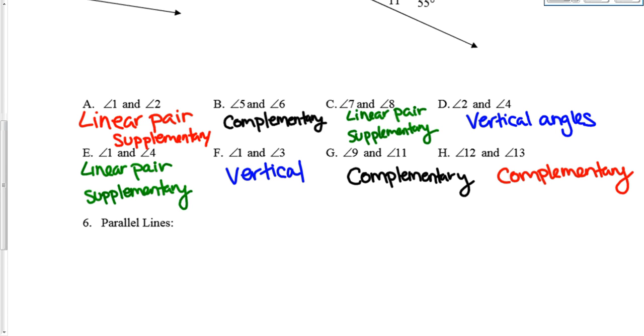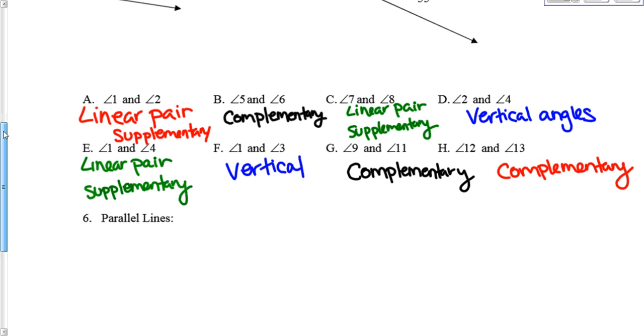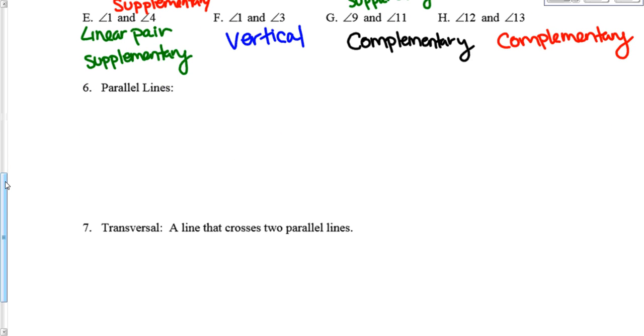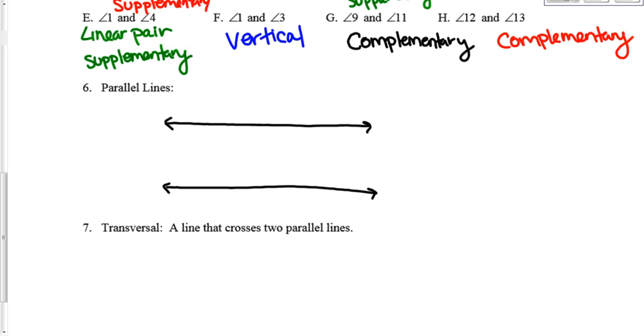The next two vocabulary words we're kind of going to blend together: parallel lines and transversal. Well, a quick reminder, parallel lines are two lines that will never intersect each other. And what's so great here is, I'm just going to name mine for right now, L and M, just so they have names. When we take a transversal and put that line through the two parallel lines, we're going to form some really special angle relationships. Let me show you what I mean.